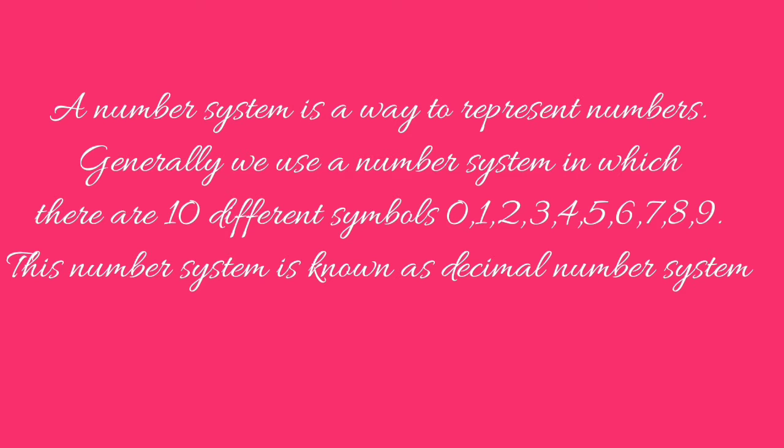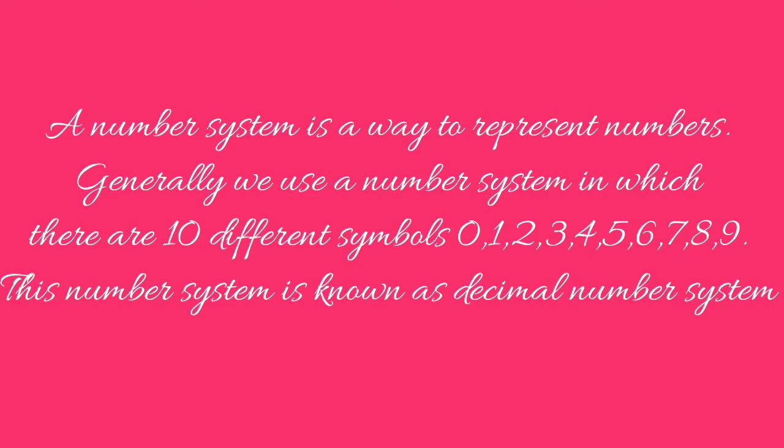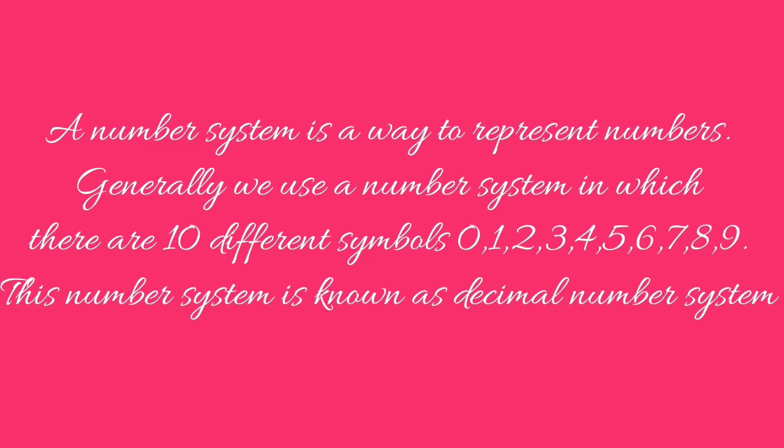For example, 10 is formed with the help of 1 and 0. 11 is formed with the help of 1 and 1. 12 is formed with the help of 1 and 2 and so on. So, with the help of these 10 different numbers, all other numbers are formed.